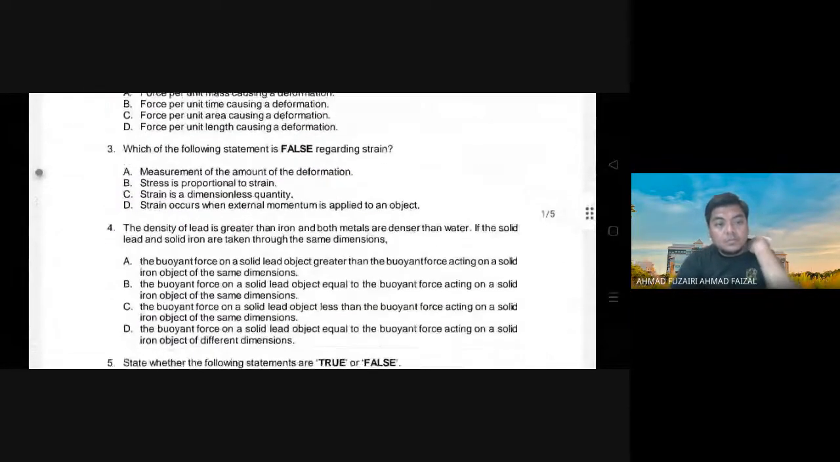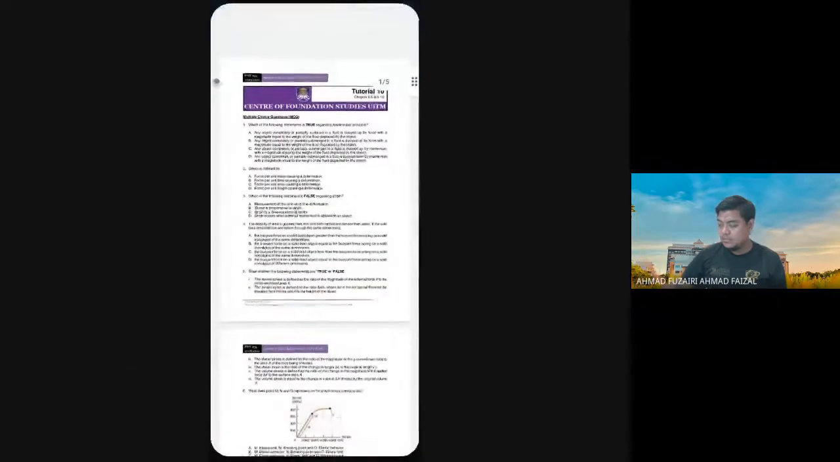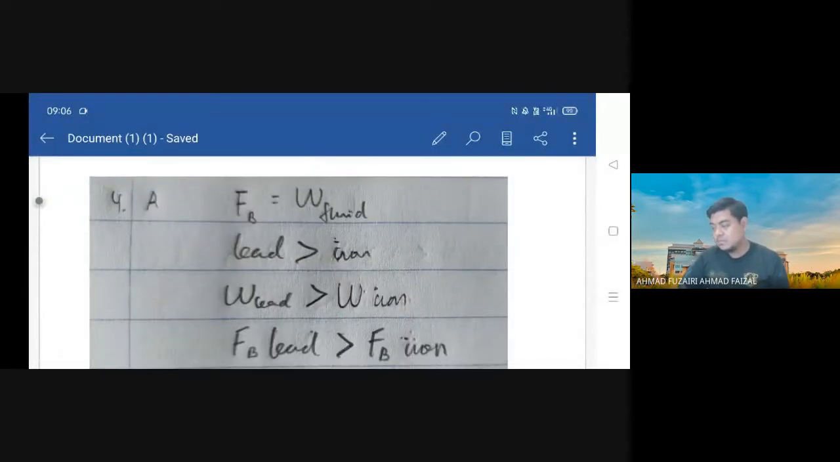Okay, for question 4. Question is, the density of lead is greater than iron and both metals are denser than water. If the solid lead and solid iron are taken through the same dimension, and my answer is A. Because, okay, I take this equation, force buoyant equal to weight of displaced fluid, where the density of lead is greater than density of iron. So the weight of displaced fluid from lead is higher than iron. So the force buoyant of lead is greater than iron.